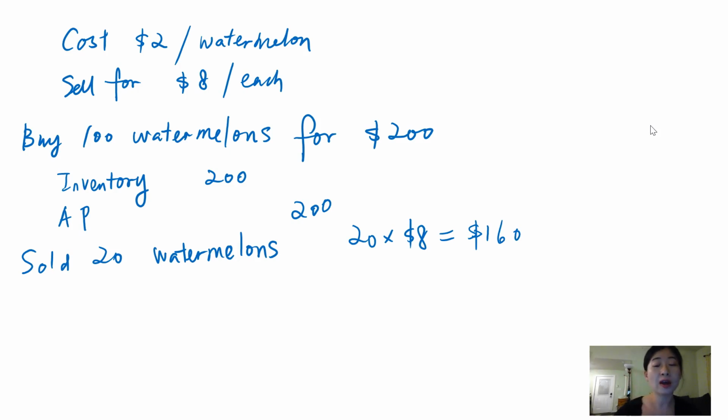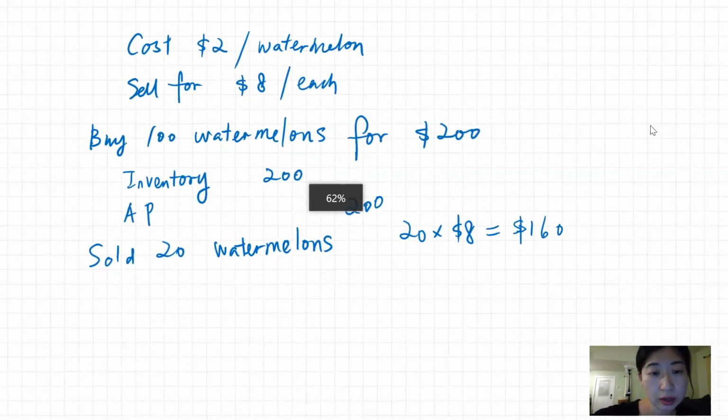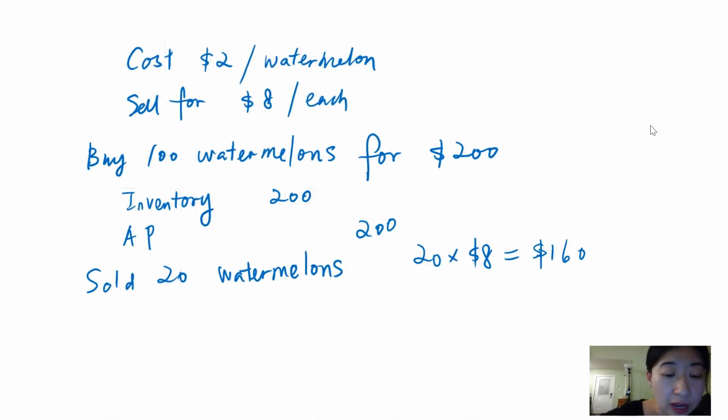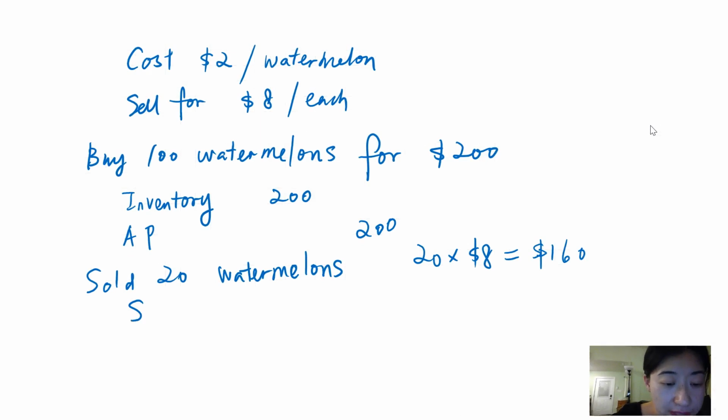Okay, so since we made a sale, I'm gonna call it sales. And then the other account I use, because I did receive some kind of compensation, I would write down accounts receivable.